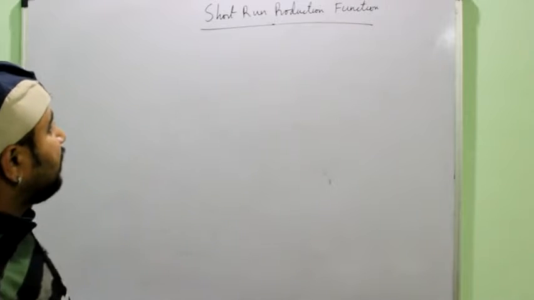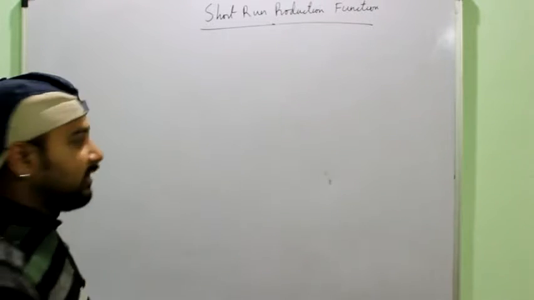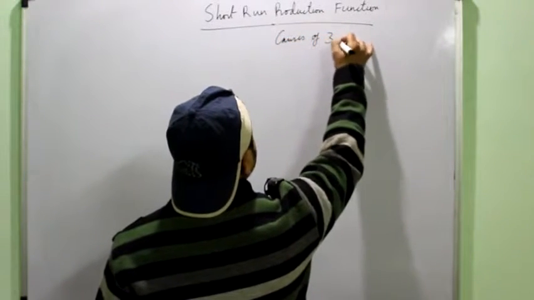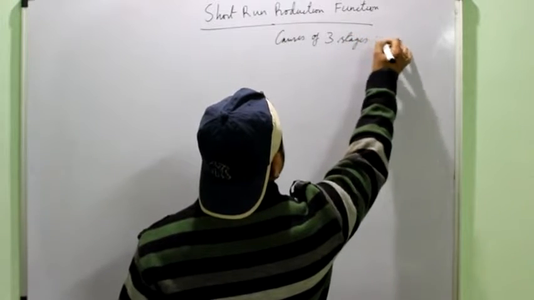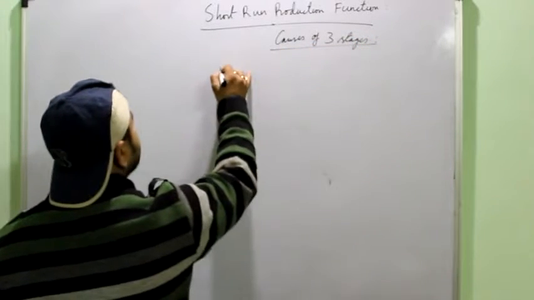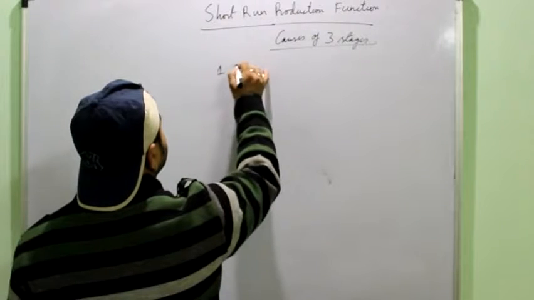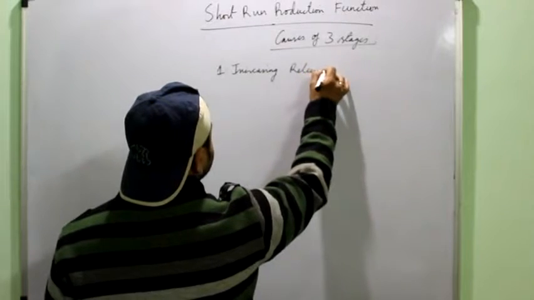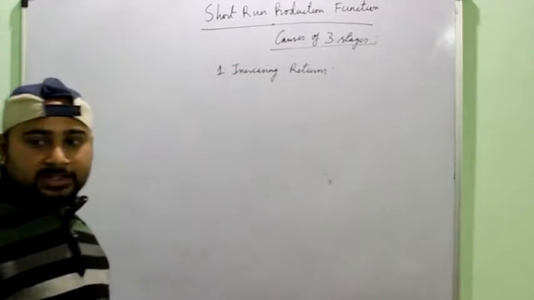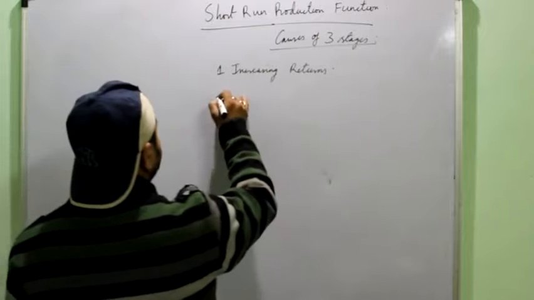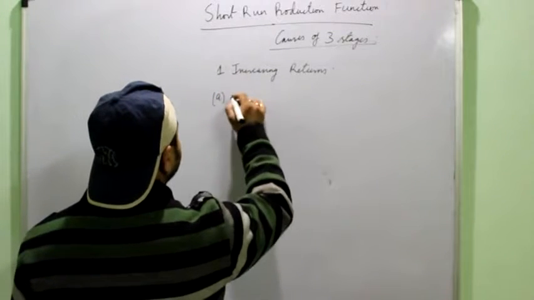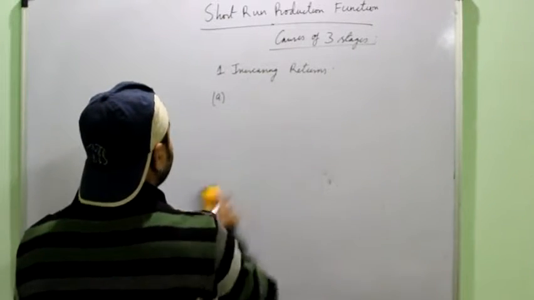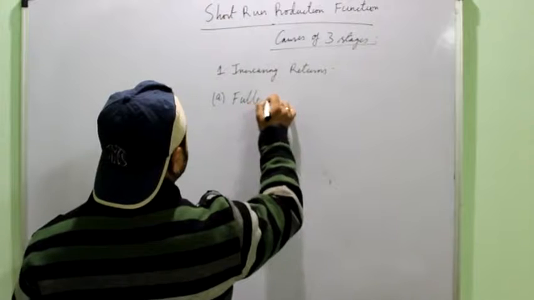So now we will talk about the causes of the three stages. Obviously, the basic cause being the lack of the fixed factor. But see, in the first stage, the causes would be positive because it is the increasing returns. According to the stages, we will do it, right? The first cause for the increasing returns is utilization of the, or you can better write it as fuller utilization of the fixed factor.